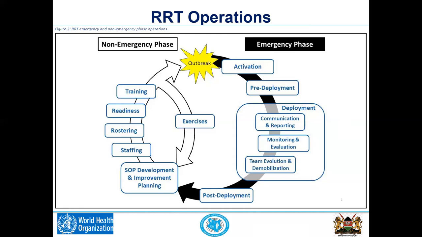Then when the outbreak happens, the first thing you need to do is activate the rapid response teams as you activate the Public Health Emergency Operations Center. And then you would want to take them through a pre-deployment briefing to make sure that you have the requisite team members, the right training, and they have in detail the exact procedure they are supposed to follow as they respond to the outbreak. And then there's the actual deployment.